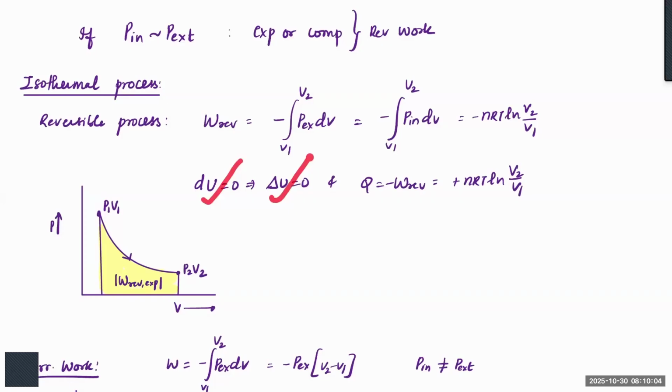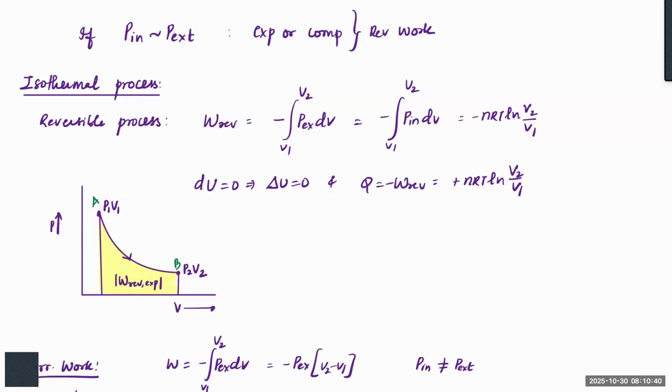Delta U is 0, which means Q is equal to minus W of reversible, correct? So Q will be, the minus sign will become plus sign, plus nRT ln V2 by V1. Suppose you started at a point A and reach point B. At point A, we have P1, V1 as the pressure and volume, and at B we have P2, V2. So the amount of work done from here to here is called the reversible work done.